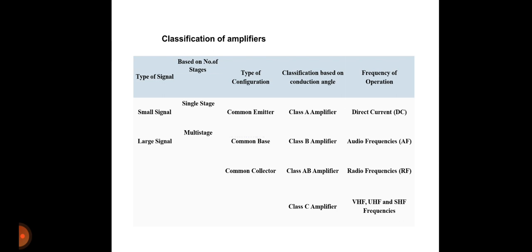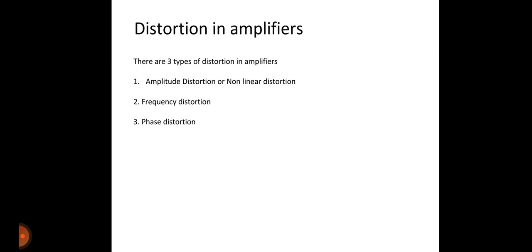Based on the transistor configuration, we have three types of amplifiers: common emitter amplifier, common base amplifier and common collector amplifier. Students, this is about classification of amplifiers. Let us move to next topic, distortion in amplifiers.